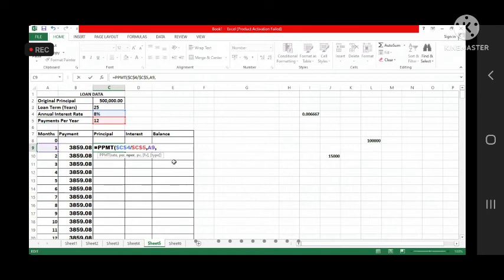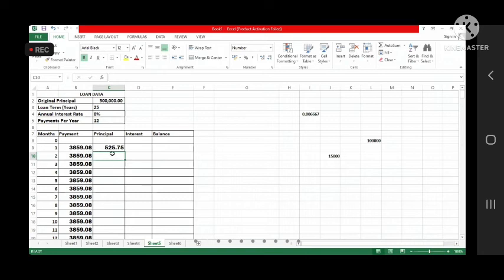So next one, comma, number of period. What is the number of period? Is the number of period changing or not? Period is changing. Number of period is not changing. So what is the number of period? 25 multiplied by 12. Okay. So this one also we have to absolute. Then comma, minus principal amount.